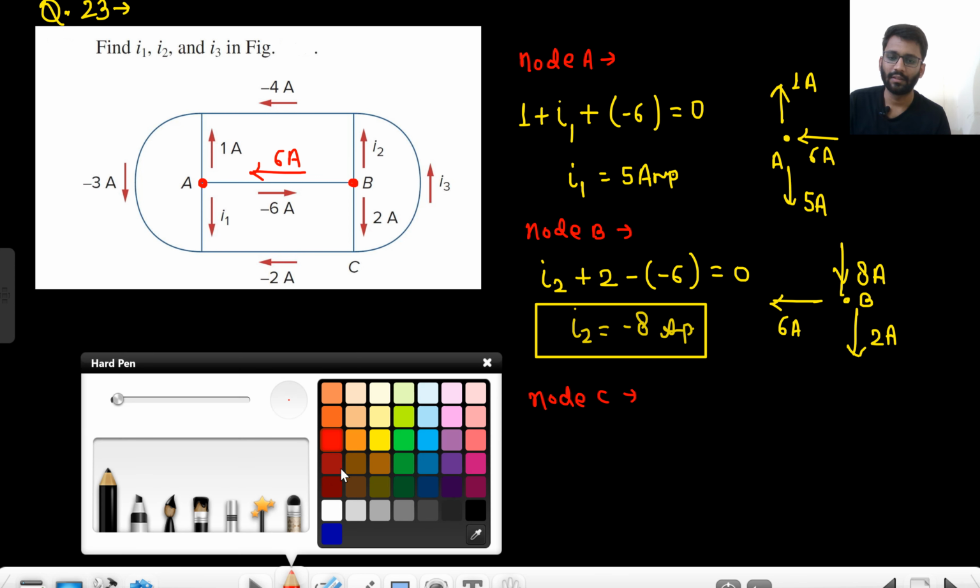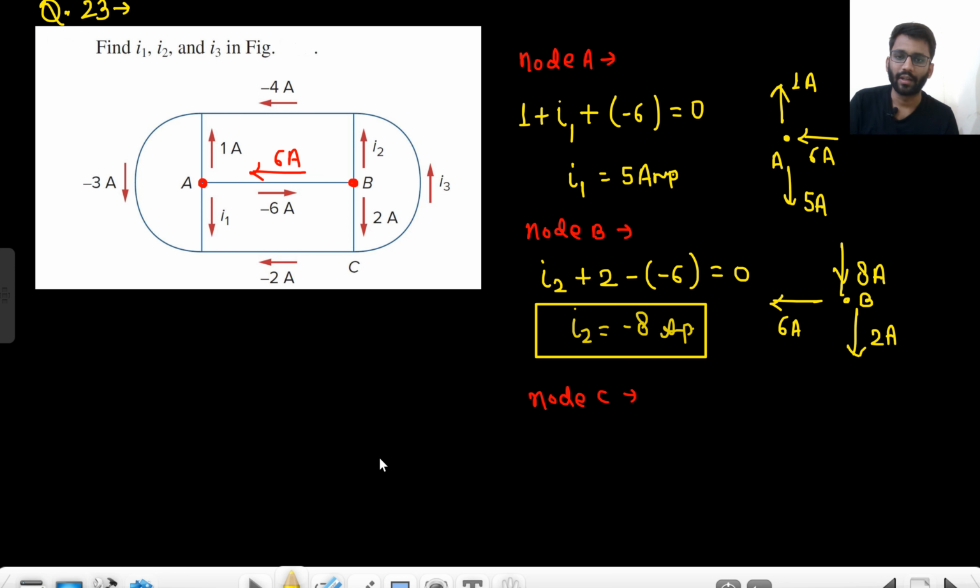Node C. At node C, it will help us to calculate the value of I3. So at node C, minus 2 ampere current is outgoing, 2 ampere current is incoming, so I will write it as negative, and I3 current is outgoing, so the sum basically equals 0. So I3 is equal to 4 ampere, right?